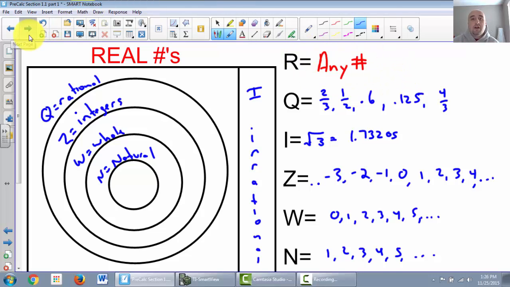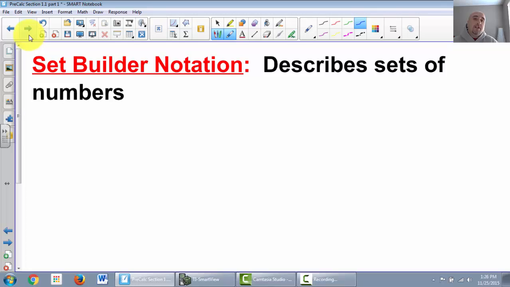All right. So we need to learn how to do a set builder notation. Okay, what does that mean? It means it describes sets of numbers. So notice we have this little kind of squiggly arrow thing. I'm gonna create a set of numbers.